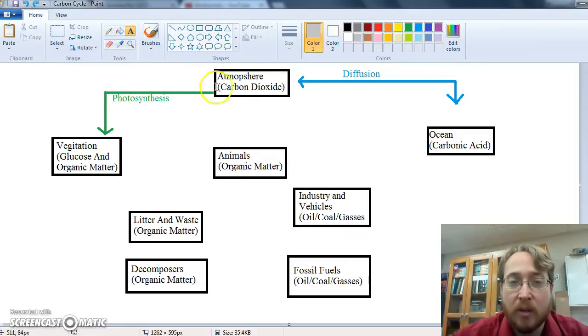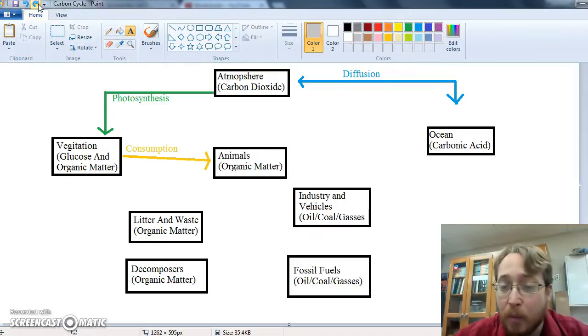Another is photosynthesis. You can have carbon dioxide in the atmosphere, and then the vegetation will undergo photosynthesis and turn it into glucose or organic matter. There are others as well. We can have consumption. Animals can eat the vegetation, and they can collect that organic matter and use it to build their own bodies, just like decomposers can consume litter and waste, and then they are taking that organic matter and putting it into the decomposer's body.